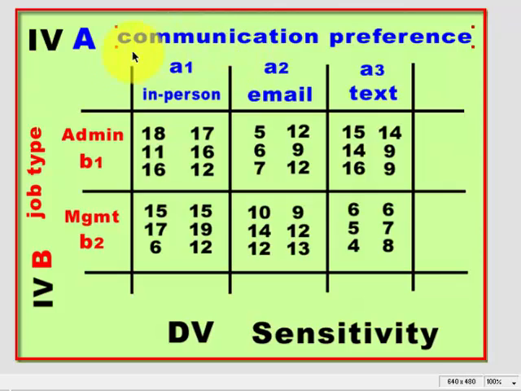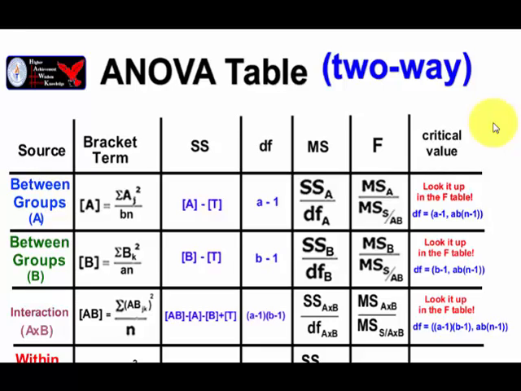There's a reason why I set this up like this, because it's going to help me explain to you simple effects and that kind of stuff. All right, so let's go to town. First thing you've got to do is calculate this two-way ANOVA by hand. So here's the ANOVA table.